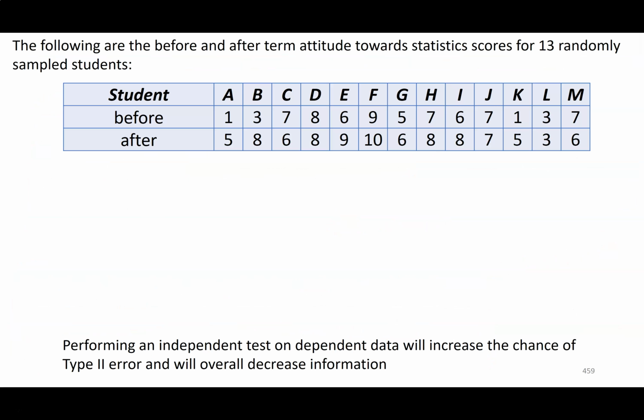Okay, so here's an example. We have a before and after survey that we gave, probably on a Likert scale. So like on a scale from 1 to 10, how do you feel about such and such? So we have 13 randomly sampled students. So we have the first one is just student A, student B. This is just so we know that we have unique students. They're just labels. So then there are a couple of different ways we could look at this.